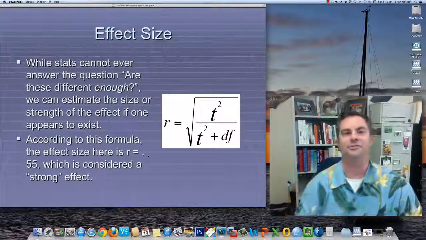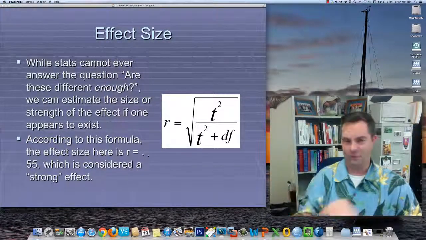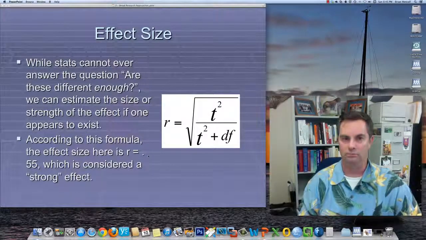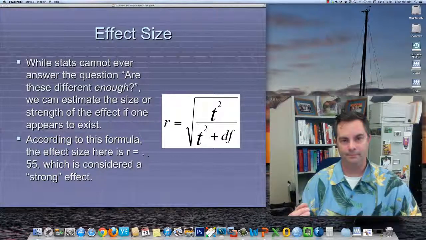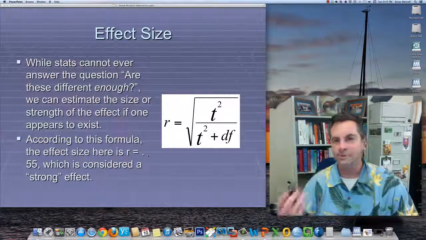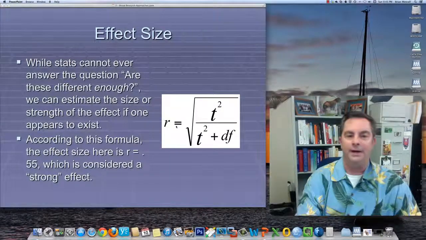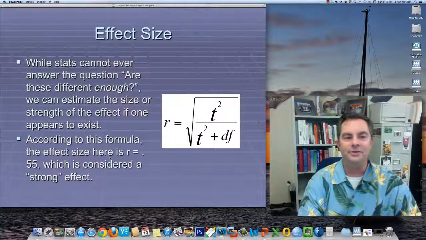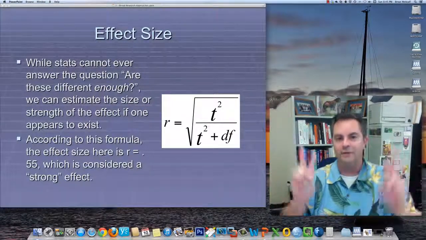And it says that it's a strong effect. Our options are really quite simple. If the number is below a certain number, we'll say it's small. When it gets to reach some middle level, we'll say it's medium. And when it reaches some other critical number, we'll say it's strong. Our range is from 0 to 1, so suffice it for now, 0.55 is equated with a strong effect.